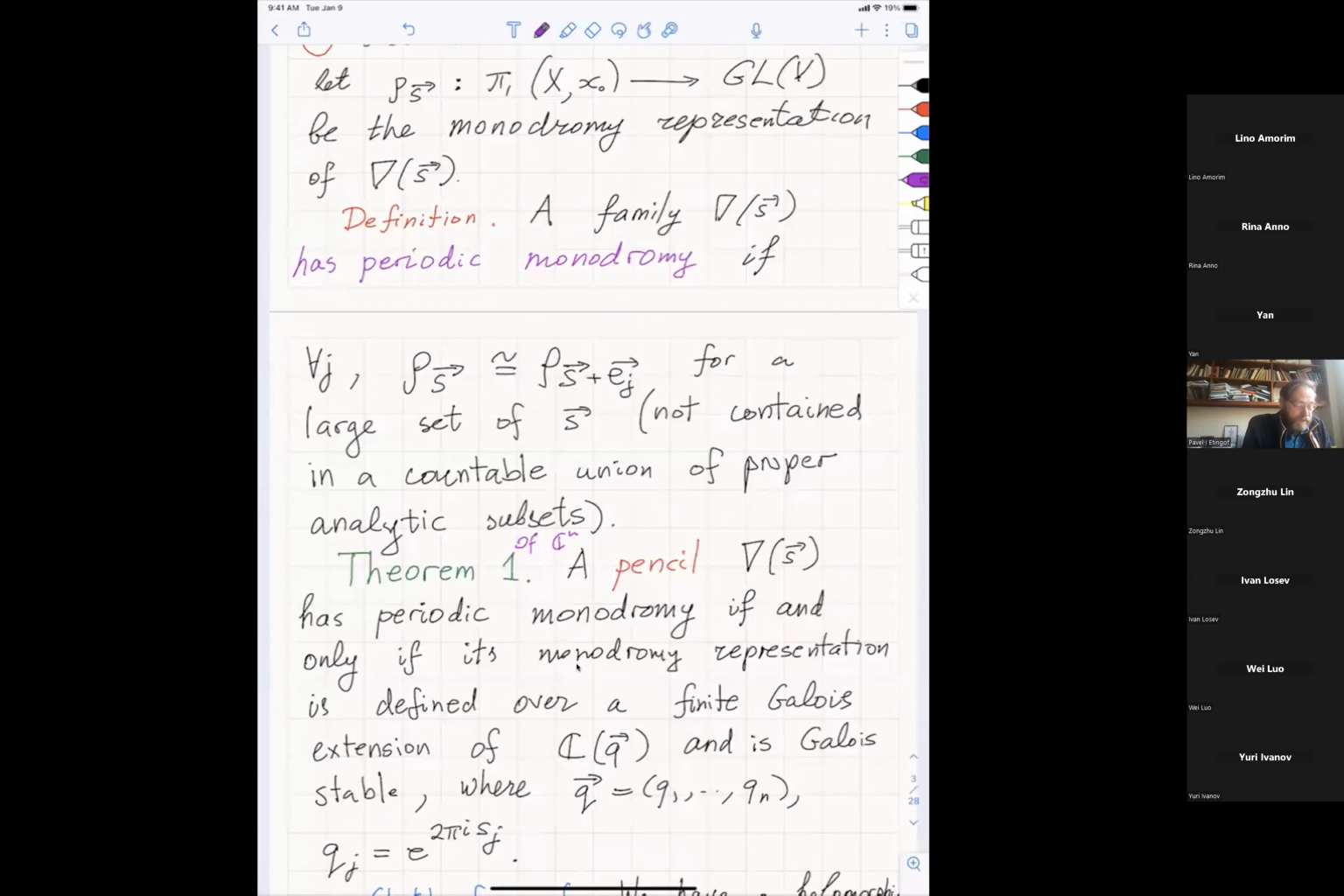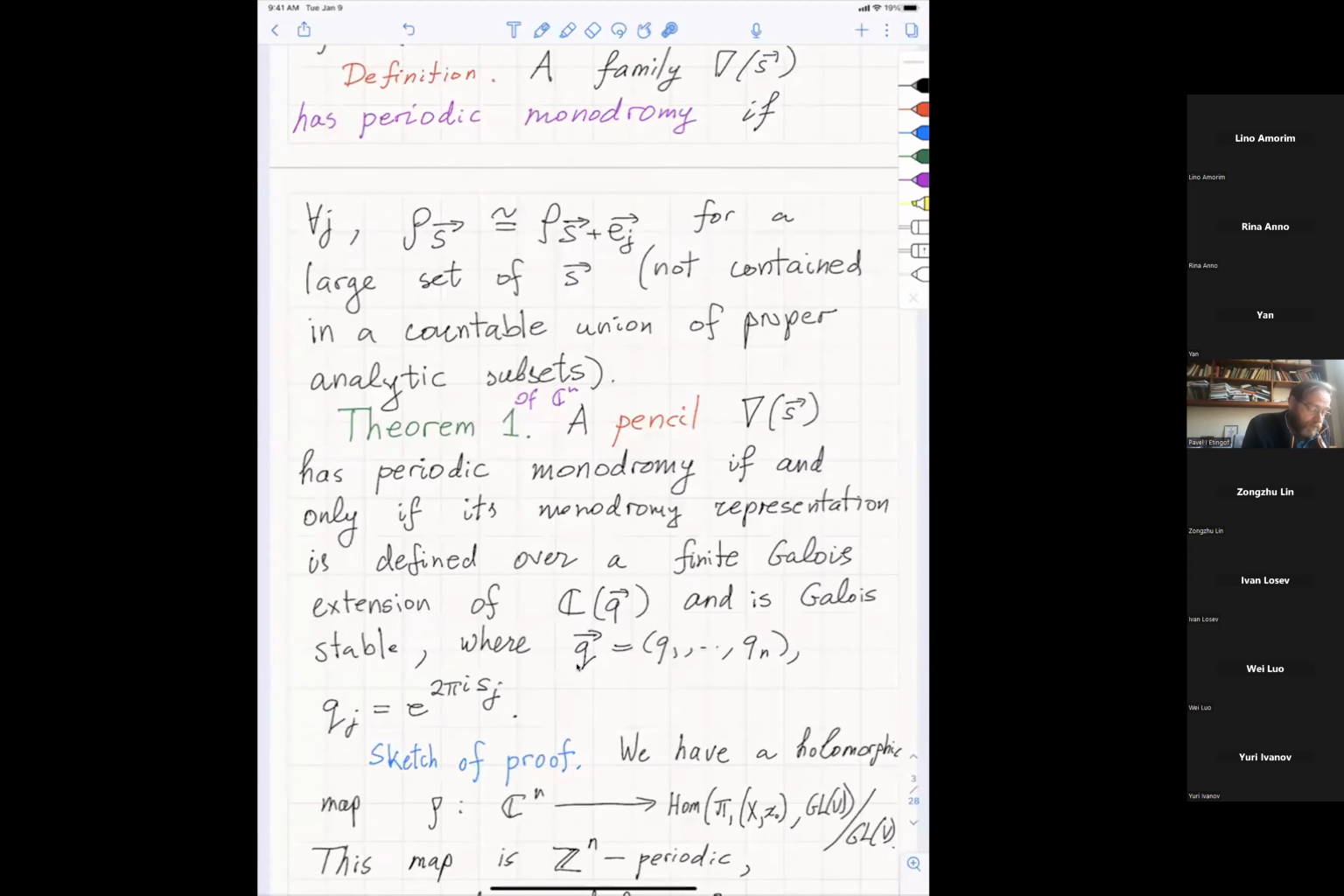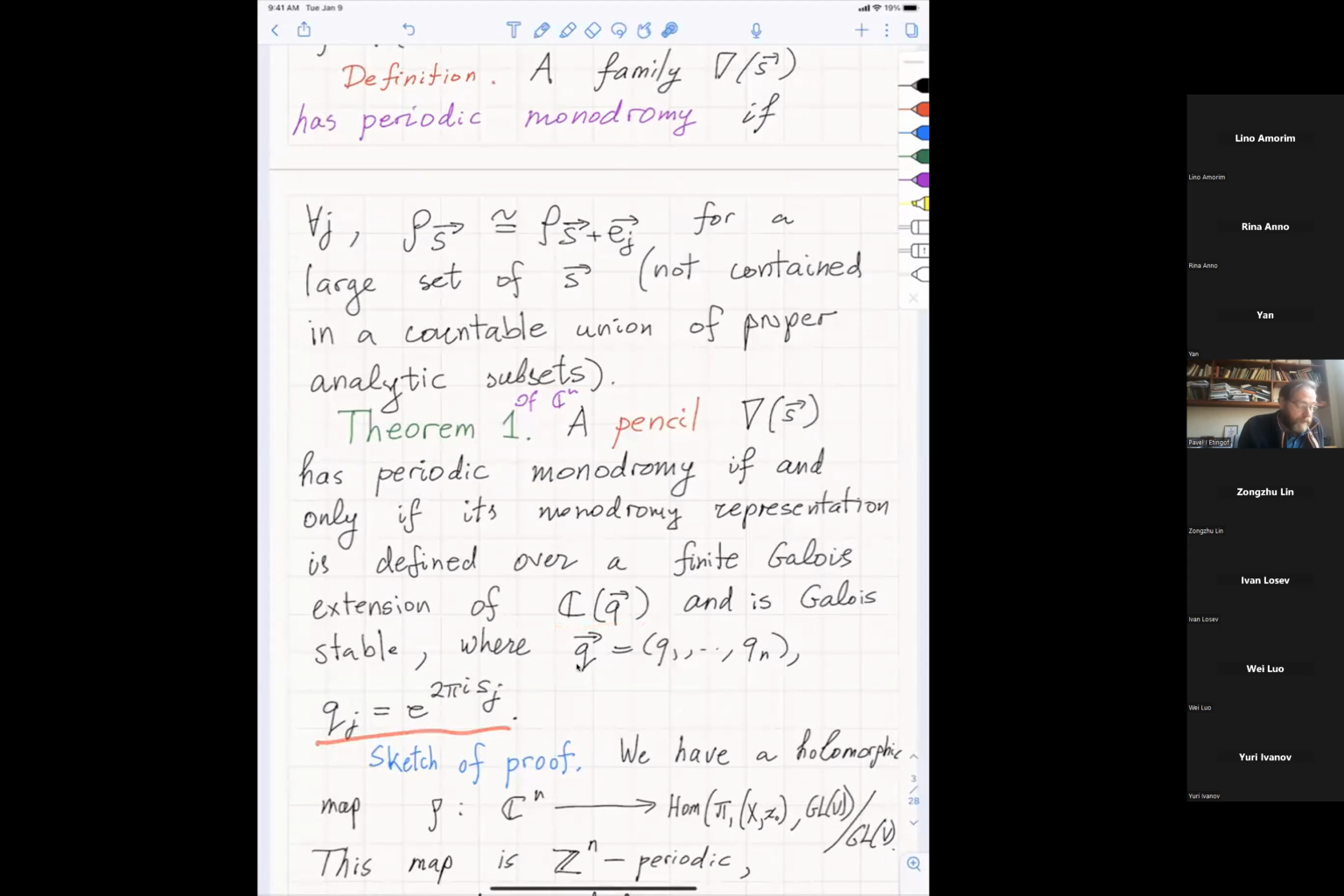The first theorem is that if I have a pencil, so these definitions make sense for polynomial families, but actually the sharpest results we get are for pencils, and there are many examples which are actually pencils. So a pencil nabla of S has periodic monodromy if and only if its monodromy is defined over some finite Galois extension of rational functions of Q, where Q are exponentials of S, and is Galois stable. Actually, in all examples, it's defined right over C of Q itself, but I cannot prove it. I can only prove that it's defined over the extension.